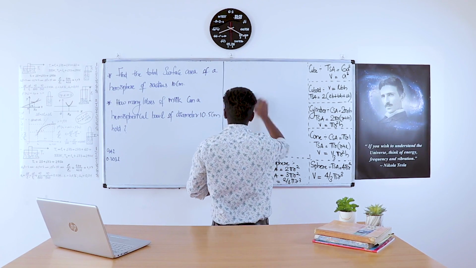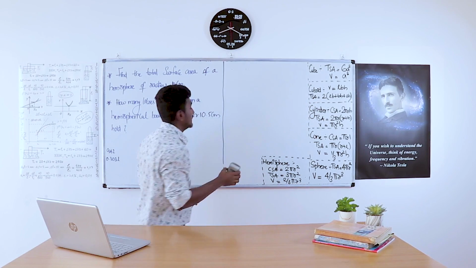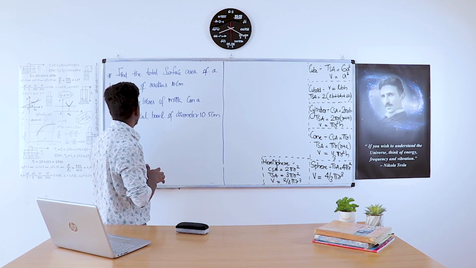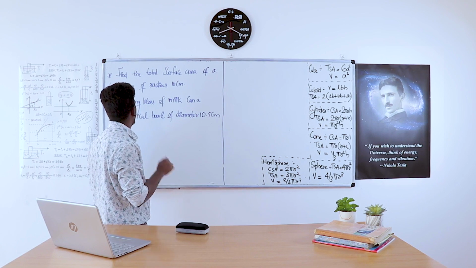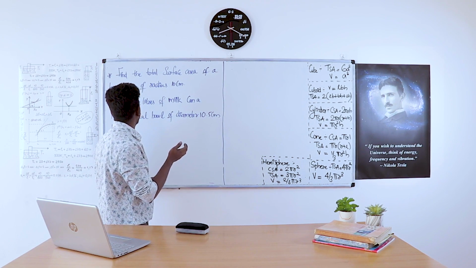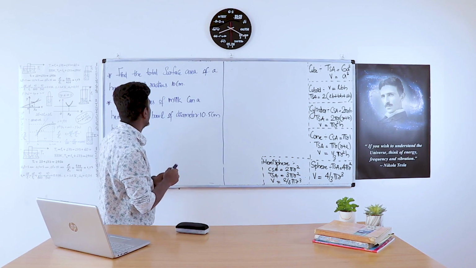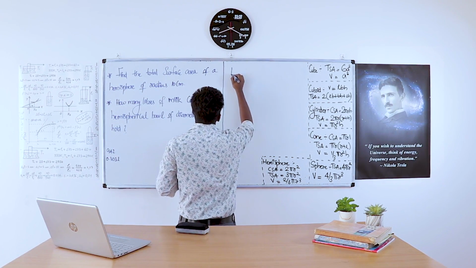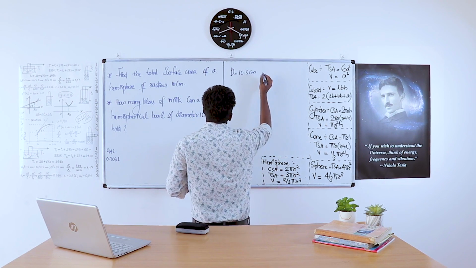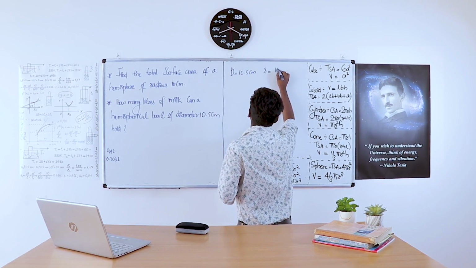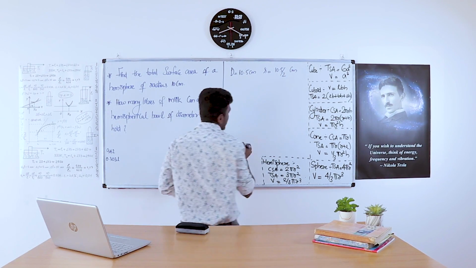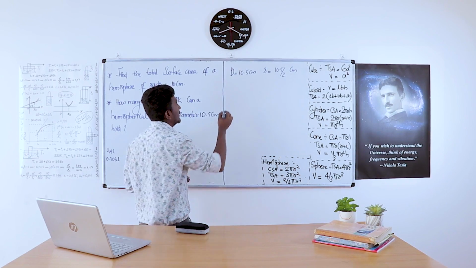So what is the last question? How many liters of milk can a hemispherical bowl of diameter 10.5 centimeter hold? So diameter is given as 10.5 centimeter. So radius is simply 10.5 divided by 2 centimeter. How many liters of milk? So we want to find the volume.